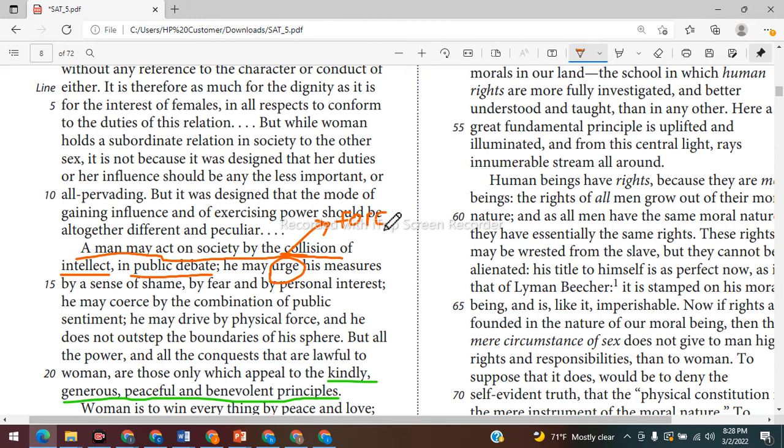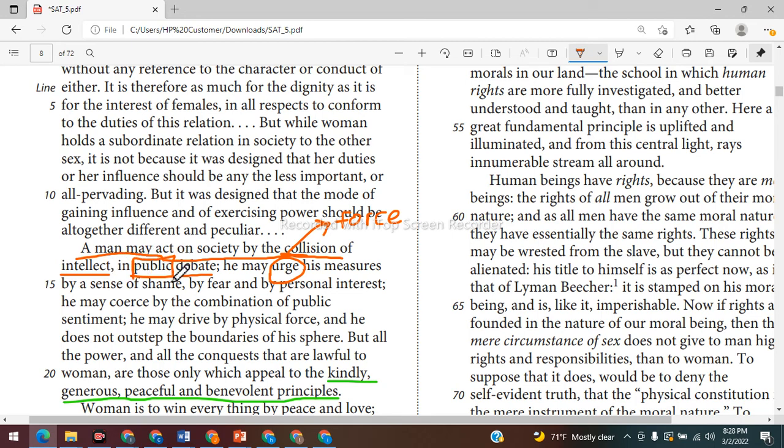So notice the words that she's using concerning a man. She talks about collision. When you think about the idea of collision, you think like activity, force. You think like two things coming together. So he may act upon society by the collision of intellect. So that's a combat, like, right? Collision of intellect in public debate.